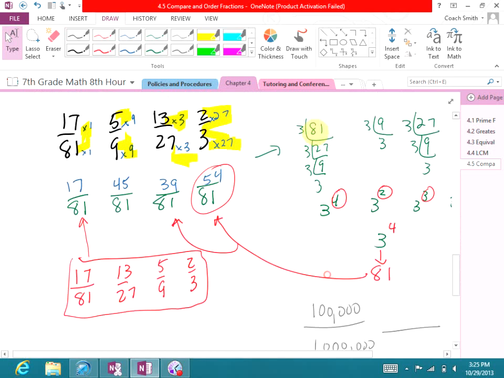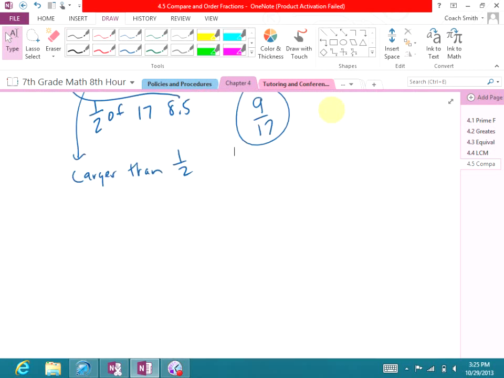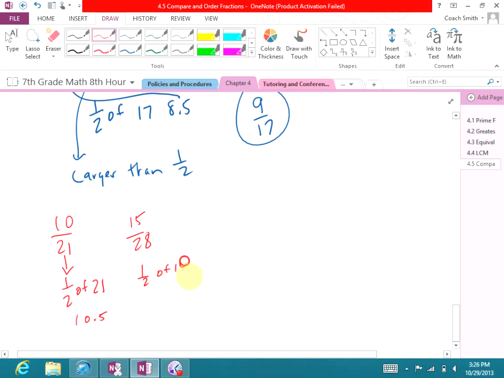But approximation, let me give you another example. 10/21 and 15/28. Well, what is 1/2 of 21? What is half of 21? 10.5. So half of 21 is 10.5. What is half of 14? It's 7. I gave you the answer.